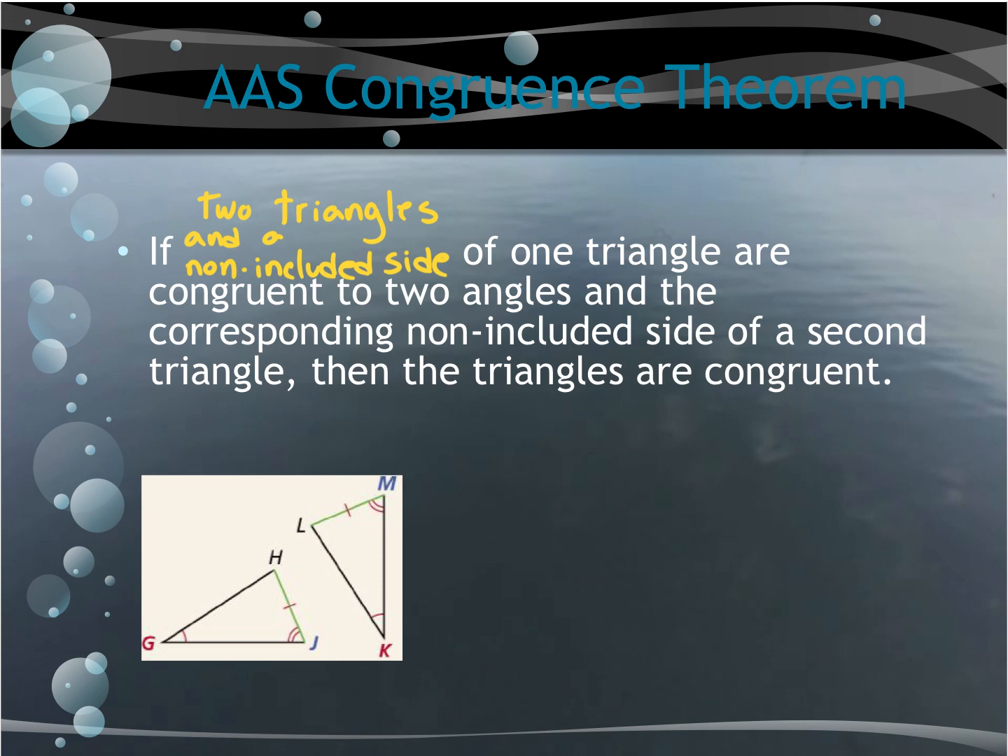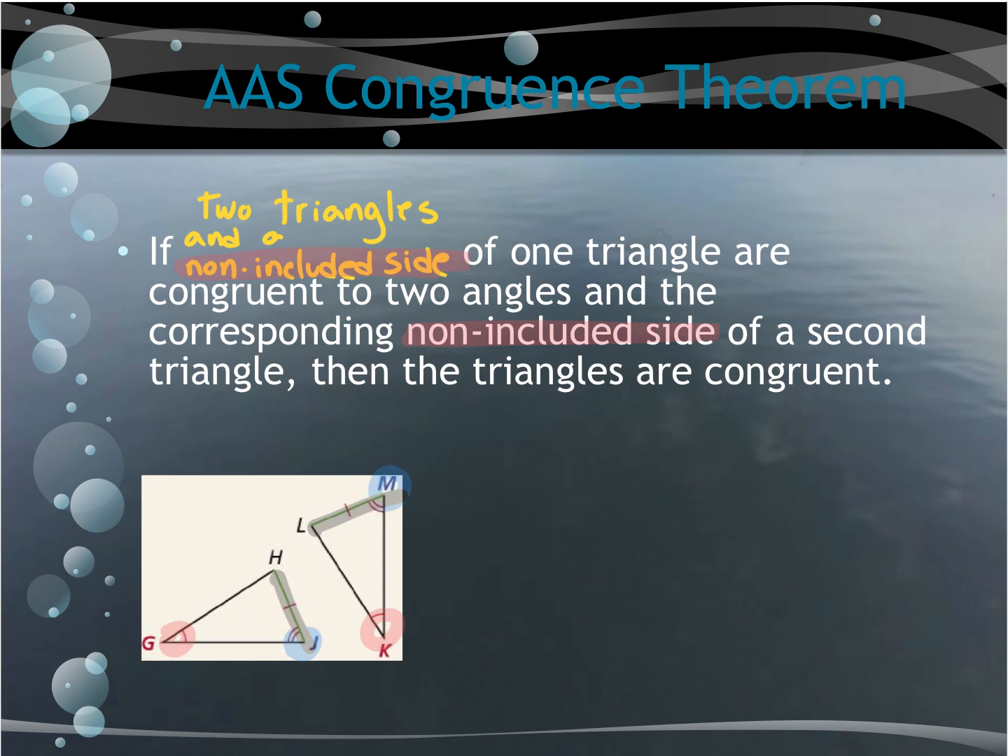Now the angle-angle-side congruence theorem: if two angles and a non-included side of a triangle are congruent to two angles and the corresponding non-included side of a second triangle, then the triangles are congruent. Again, the key words right here are non-included side. What does that mean? If they give us the angles G and K, J and M, we have to mark a side that is outside, not included. So in this case, LM and HJ are not included. Therefore, that will make it true with the AAS congruence theorem.